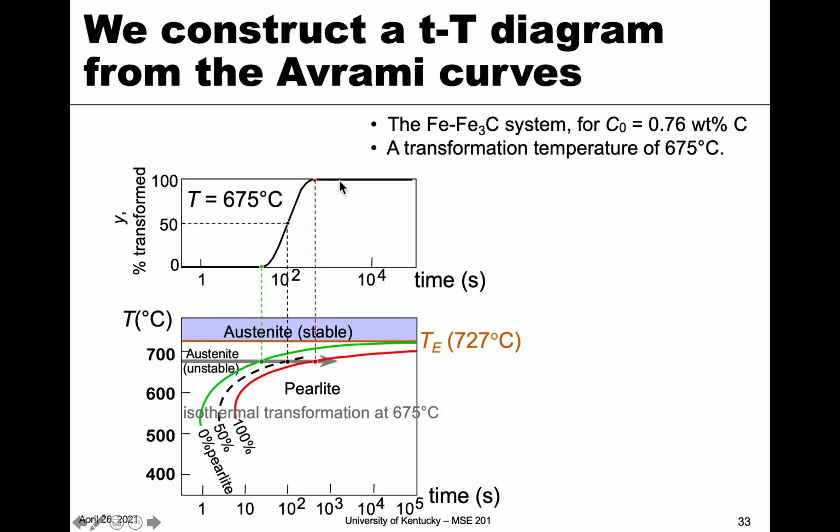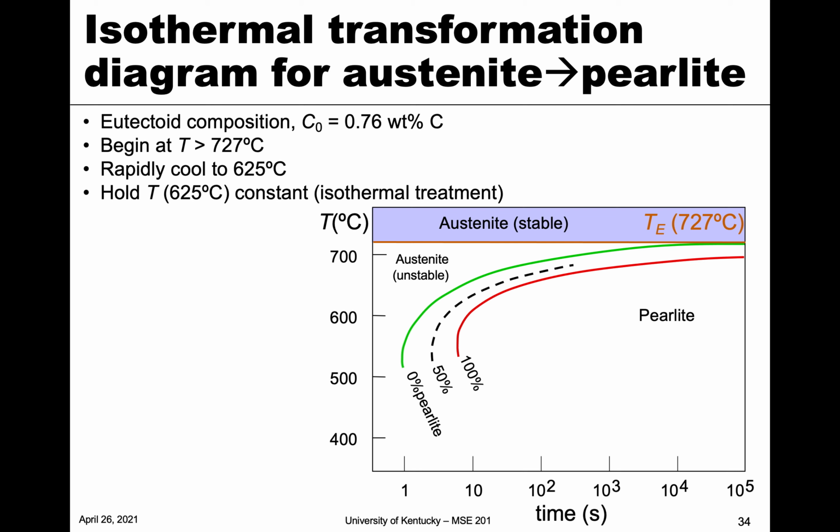So basically, this is how we prepare this time-temperature diagram, or isothermal transformation diagram: by running an Avrami curve at each temperature that we're interested in, and then transferring those points down. So we have 0, 50, and 100% transformed austenite to pearlite. And we could do this at other temperatures and get more points to fill out these green, dashed, and red curves that we see down here. So that's what we're seeing.